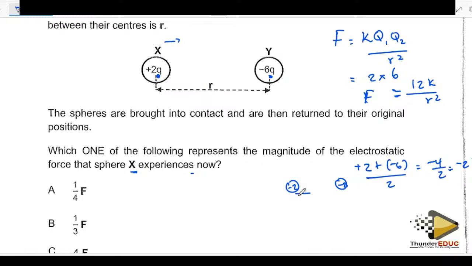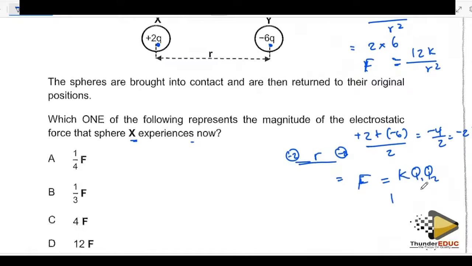If the distance is still the same, then you look for the force, that is K, Q1, and then Q2, over R squared. I'm maintaining the K. Q1 is a 2, my Q2 is a 2, over R squared. So that's going to be 4K over R squared. Remember, this was 12K over R squared. This is 4K over R squared. So this is the new force.